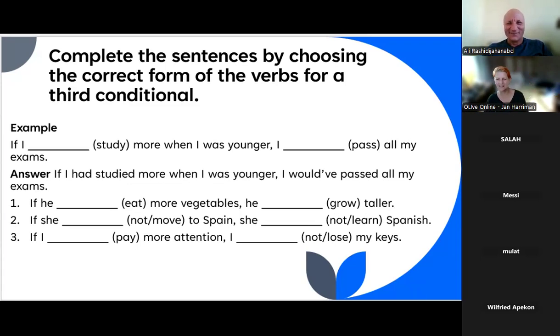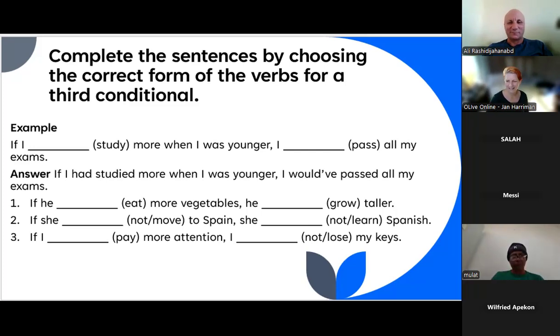Don't worry, my love. Everything's fine. If he had eaten more vegetables, he would have grown taller. Very good. Can someone else do the next one? Number two, please.